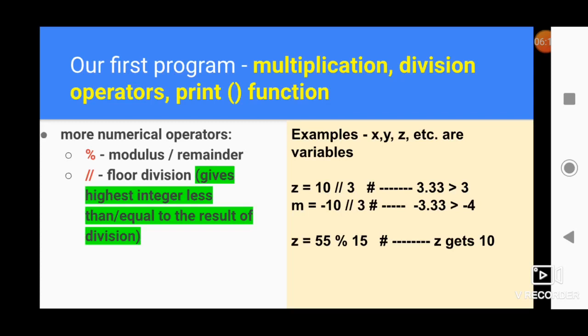Now as for the modulus operator, we get the remainder after the division as the result. For example, in the third line we have written z is equal to 55 percentage symbol 15. The remainder operator returns the value which remains after division. So when we divide 55 by 15, we get 10 as the remainder. This 10 is the outcome of the modulus or remainder operator, so z gets the value 10.